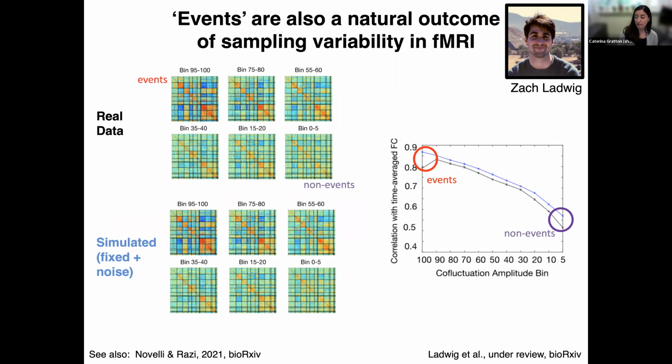And with this data, he found that this fixed but noisy simulation recreated event-like behavior similar to that seen in real data, suggesting that a simple explanation is that events can be a natural outcome of sampling variability in fMRI. Now, if you want to dig in more into this work, I'd encourage you to check out more details at Zach's OHBM poster listed here later this week.